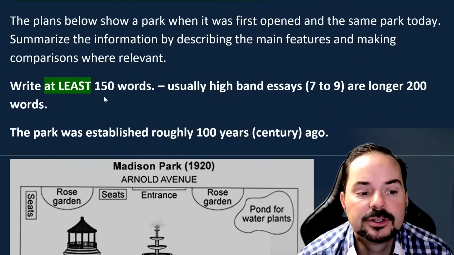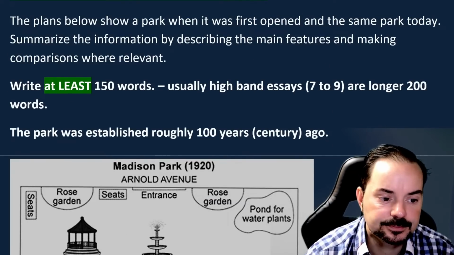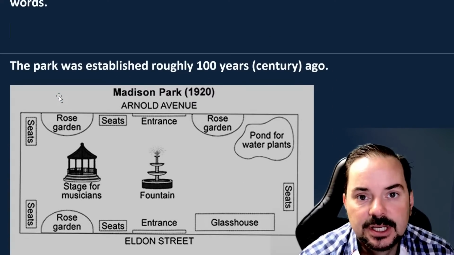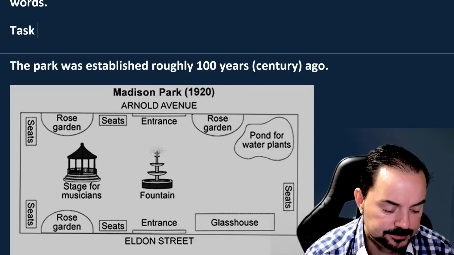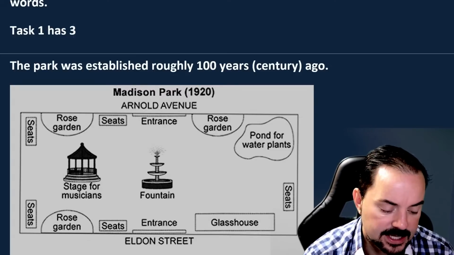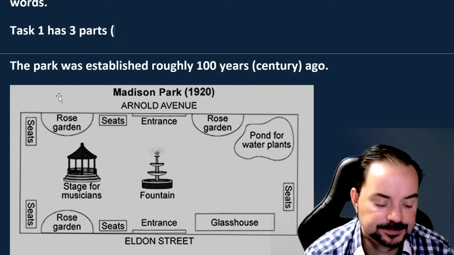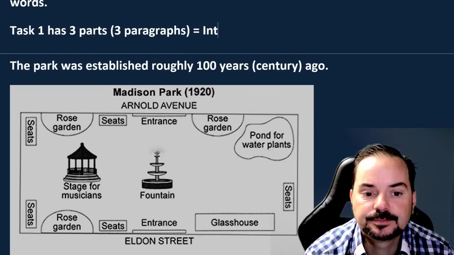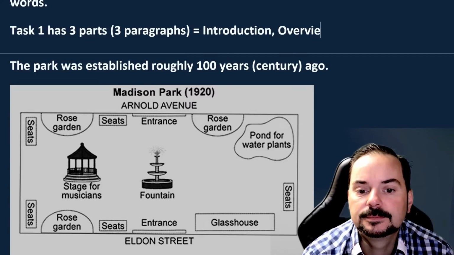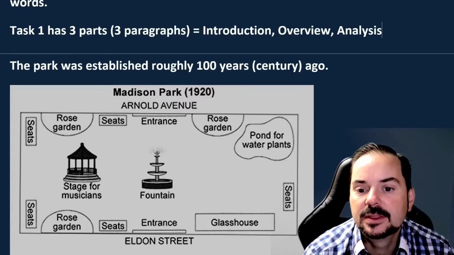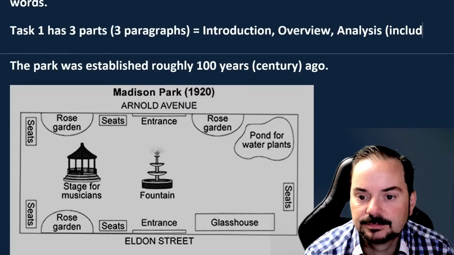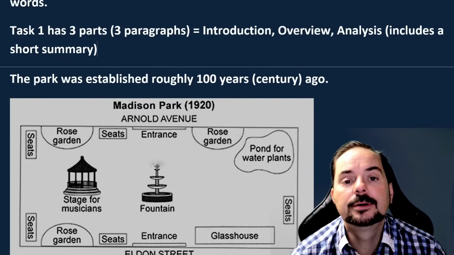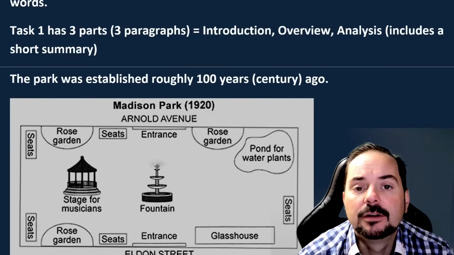To give you a little bit more information for all of you watching, Task 1 of the Academic IELTS needs 3 parts. It has 3 parts, or we could say 3 paragraphs. It has the introduction, the overview, and the analyses. The analyses includes a little bit of a summary, summarizing your analysis or your interpretation of the information that you're given.